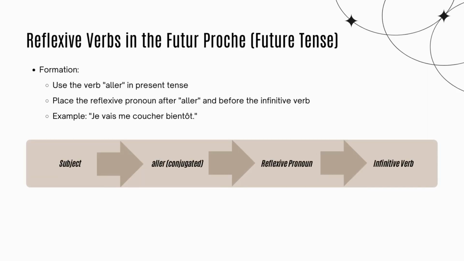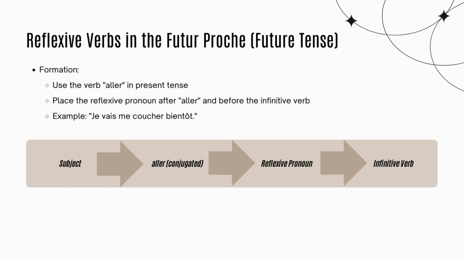Now we're going to look at reflexive verbs in the futur proche, which is the near future tense. In the futur proche, reflexive verbs follow a simple pattern. Start with the verb aller, conjugated in the present tense, then place the reflexive pronoun between aller and the infinitive from the verb. For example, je vais me coucher bientôt means I'm going to bed soon.